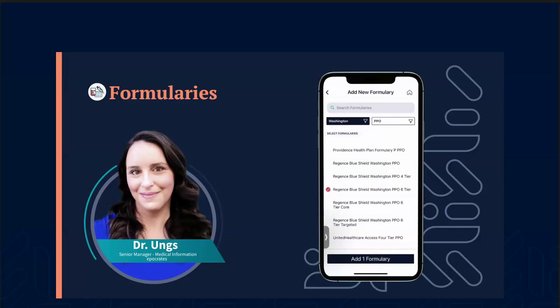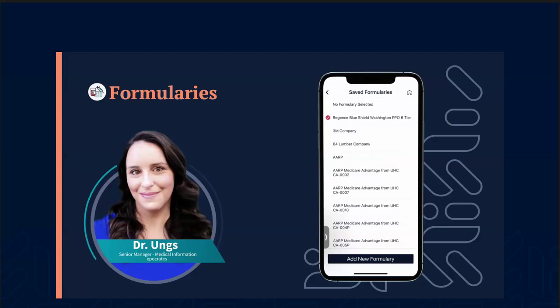Now tap Add One Formulary. This plan is now selected and added to your saved formularies list for quick access in the future. Tap the back arrow to return to the epocrates home screen.